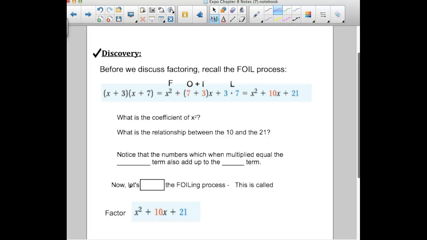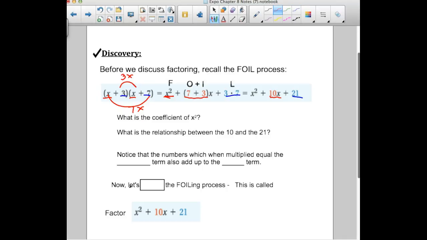Remember, foiling stands for first, outside, inside, last. So to get our first term here, we took the first element or term in each binomial and multiplied them together. So x times x gives us the x squared. Then we multiplied outsides, so the x times the 7, and we multiplied insides. So we had 7x and insides 3x. And then because those are like terms, we added them together. So we can add the 7 and 3 to get our 10x in the middle. And then our last term is the 3 times the 7 to give us the 21.